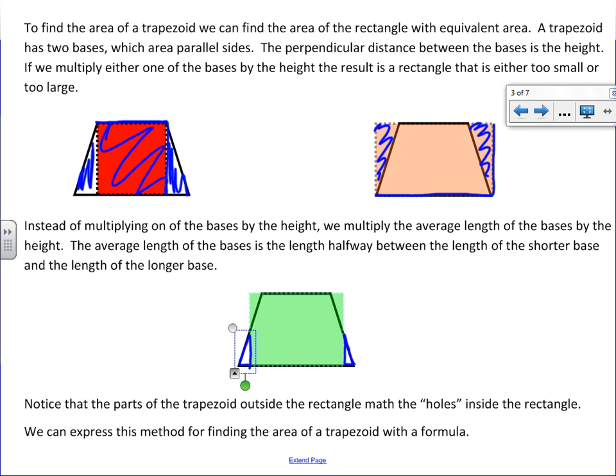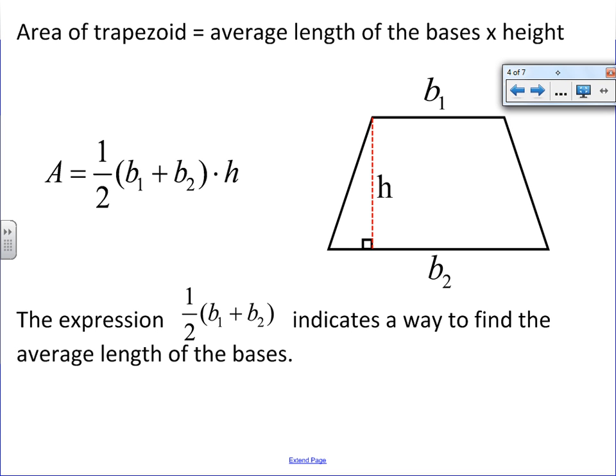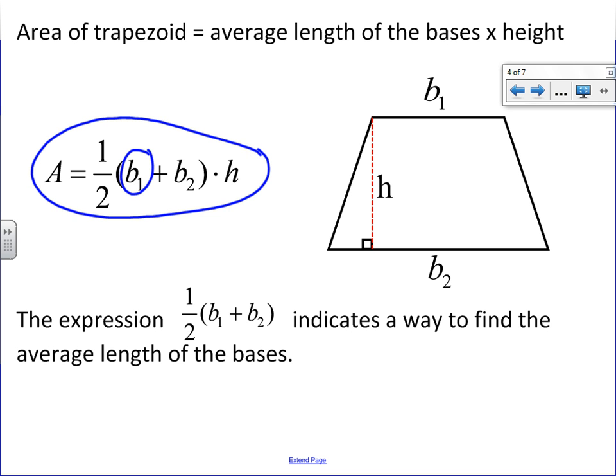We can express this method for finding the area of a trapezoid with a formula. The area of a trapezoid equals the average length of the bases times the height. This is the formula that you need to know. B1 is base 1, B2 is base 2, and H is the height. All you have to do is plug in that information. The bases are always the parallel sides, so just plug base 1, base 2, and the height into the formula, and you can't go wrong.